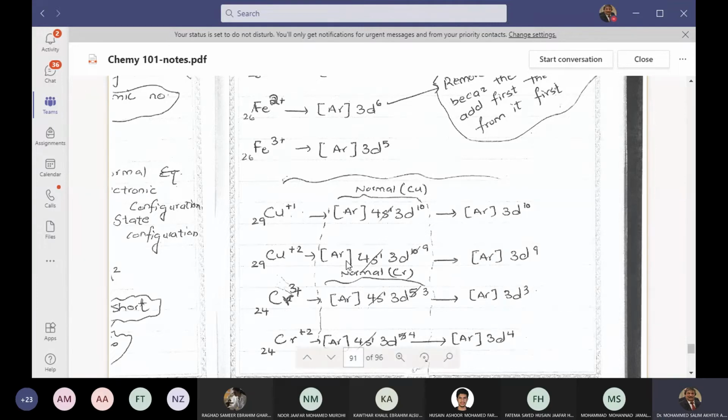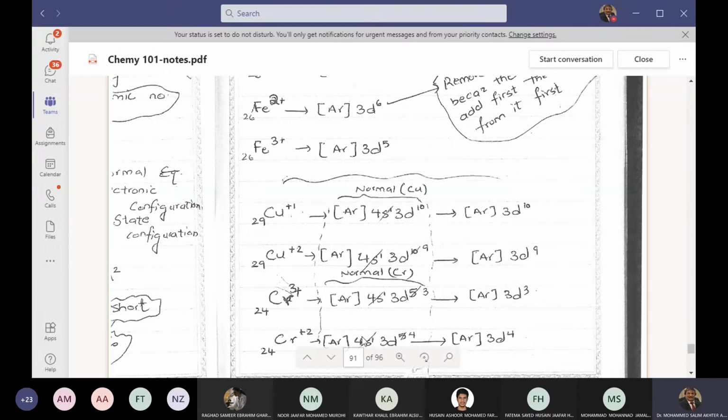Similarly, for +2, write down the normal configuration. Never subtract. Write down the normal configuration, and after that, remove electrons. How many do I have to remove? Two. So one from here and one from here, so it will become Ar 3d9. Always remember, whenever you have copper and chromium, you have to be very careful, because chromium is 4s1 3d5 in the final shell, and copper is 4s1 3d10.